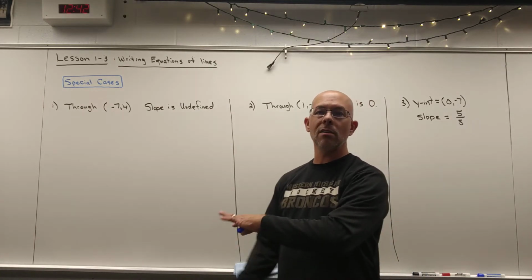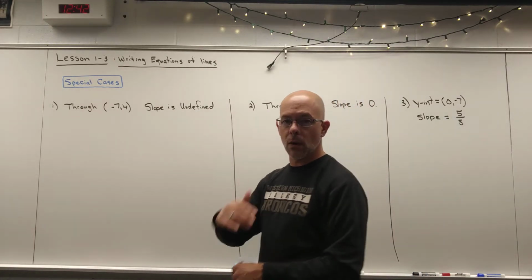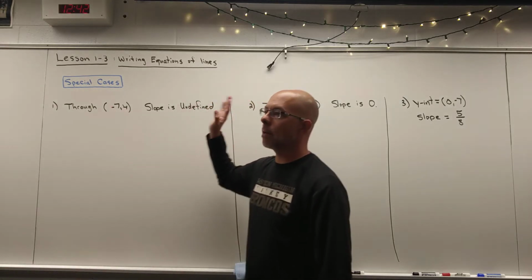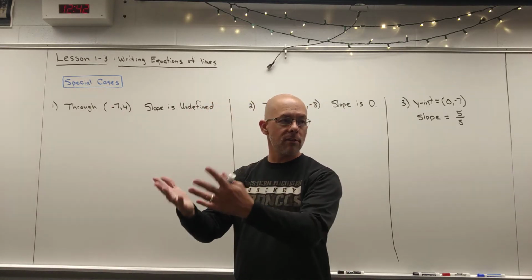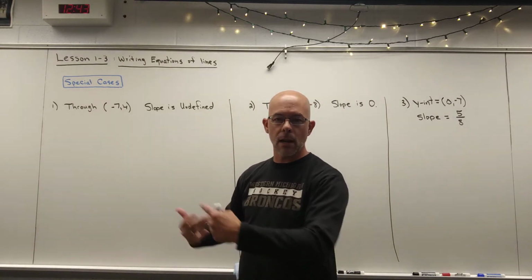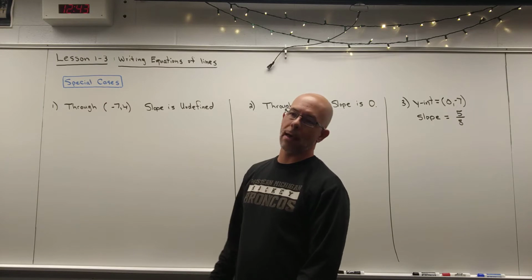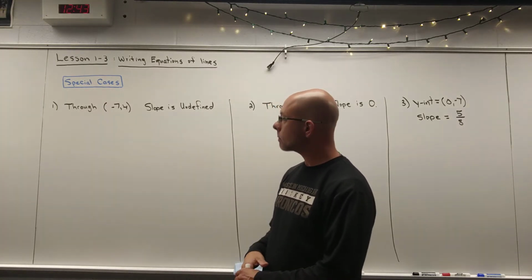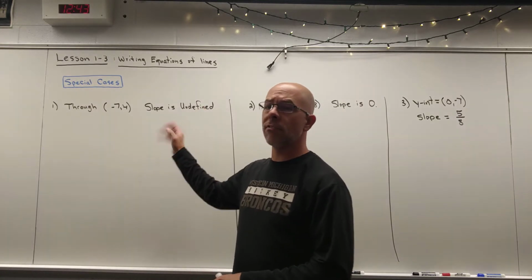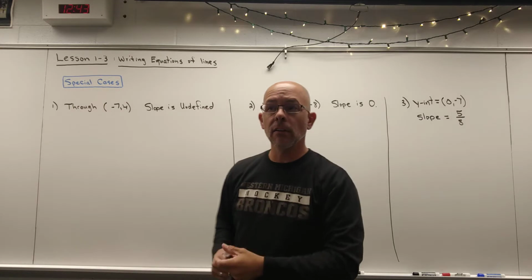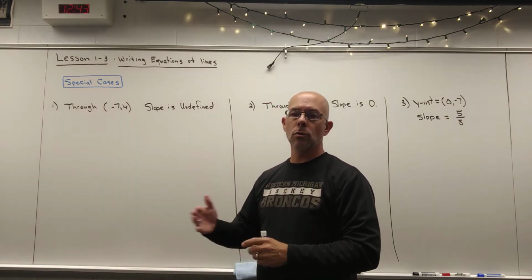Now see, in the previous examples, the previous video, every time we labeled this x and y, and we labeled the slope m, and we plugged that stuff in, and we solved for b. We can't, undefined's not a number. You can't do that. So there's gotta be a way. And believe it or not, finding the equation of undefined and 0 slopes is actually fairly nice as long as you know what to do with it.